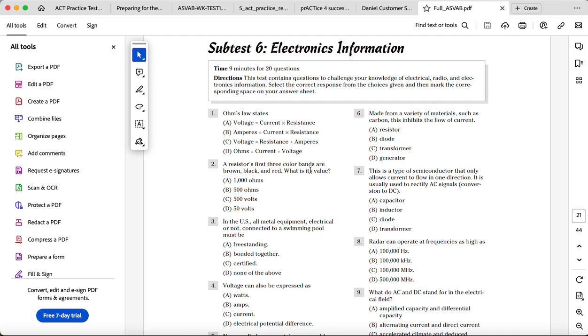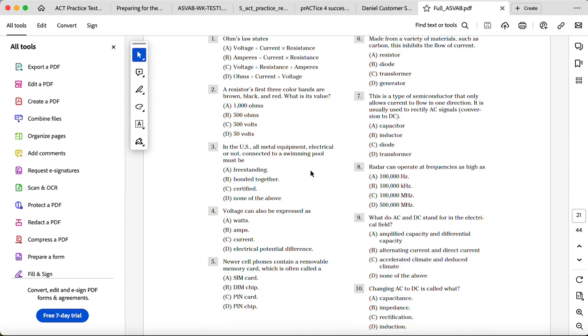But if you're given resistance and voltage, you can likewise solve for current. So long as two variables of the equation are given, then you can solve for the third.